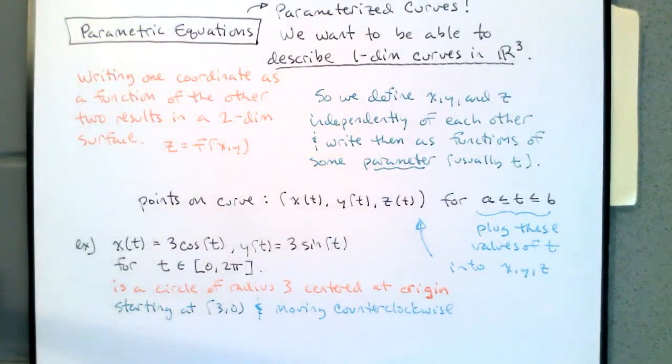So we're getting additional information. We're assigning some direction to it. We're saying starting at 0, when t is equal to 0, we start at 3, 0, and we go once around the circle counterclockwise.